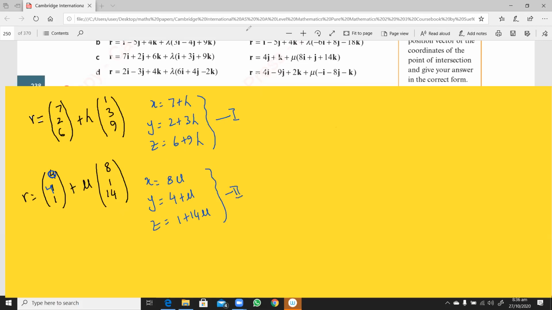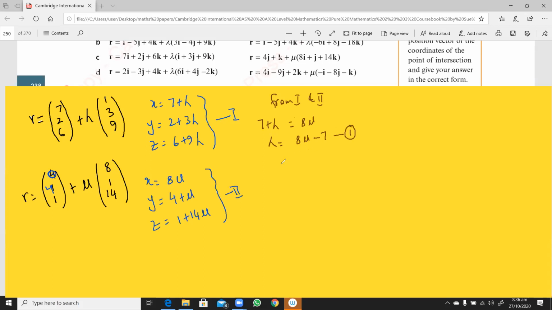Okay, now from these two sets of parametric equations, we shall obtain three equations in lambda and mu. Okay, so we should say that from 1 and 2 we have 7 plus lambda equal to 8 mu. I can write it as lambda equal to 8 mu minus 7 because you see, I have in my mind that I have to solve them later simultaneously. Okay, so I have lambda ready over here.